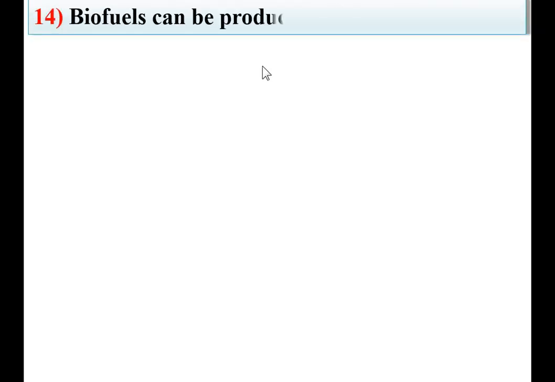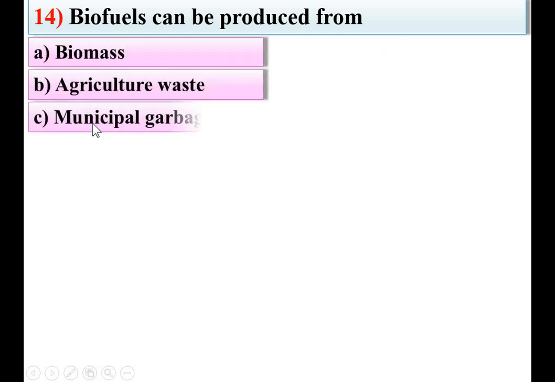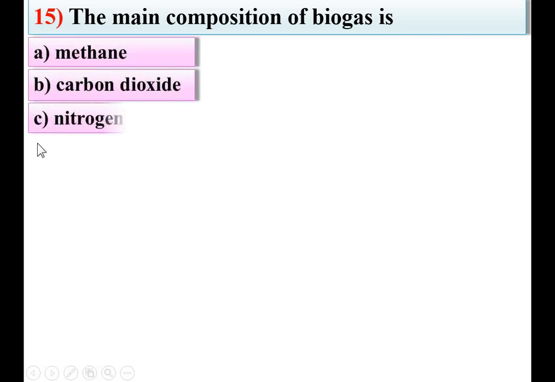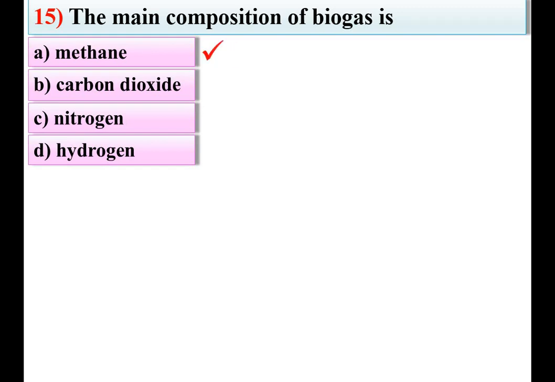Next, biofuels can be produced from: biomass, agriculture waste, municipal garbage, all of the above. Everybody knows that biofuels can be produced from biomass, agriculture waste, as well as municipal garbage. So all of the above is the right answer. Next, the main composition of biogas is: methane, carbon dioxide, nitrogen, hydrogen. You need to remember that the main composition of biogas is methane. So A is the right answer.